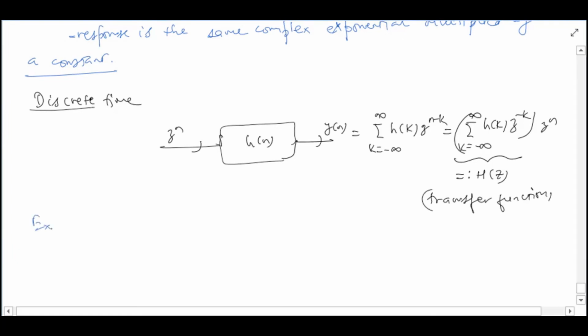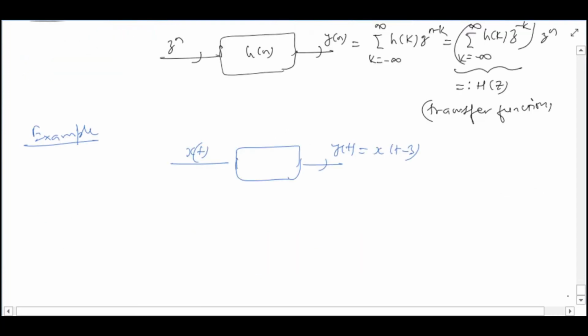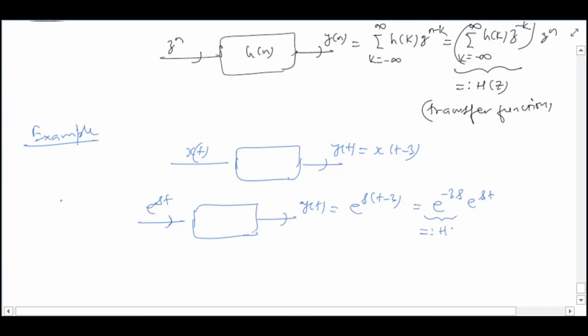Let's see an example. Let us consider a system whose output y(t) to input x(t) is x(t - 3). Let's see how to compute its transfer function. We know that the transfer function is obtained by inputting to the system the special complex exponential e^(st). So what will the output be? If we input e^(st), the output will be e^(s(t - 3)), which we can write as e^(-3s) e^(st). Clearly e^(-3s) is the transfer function.